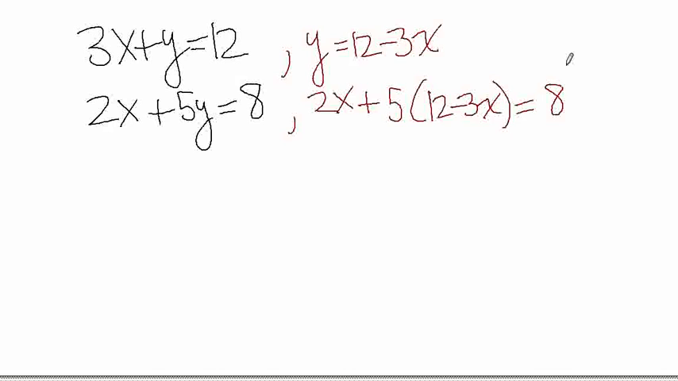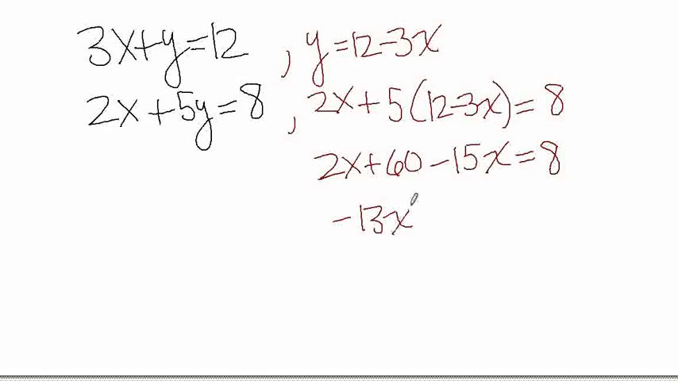And now I can solve for x, right? So 2x plus 60 minus 15x equals 8. So what I did was I distributed the 5. And now I can combine the two terms with x to get minus 13x. And then I can subtract 60 from both sides. So I'll have minus 52 on the other side. And if I divide both sides by negative 13, I will get x is equal to 4.